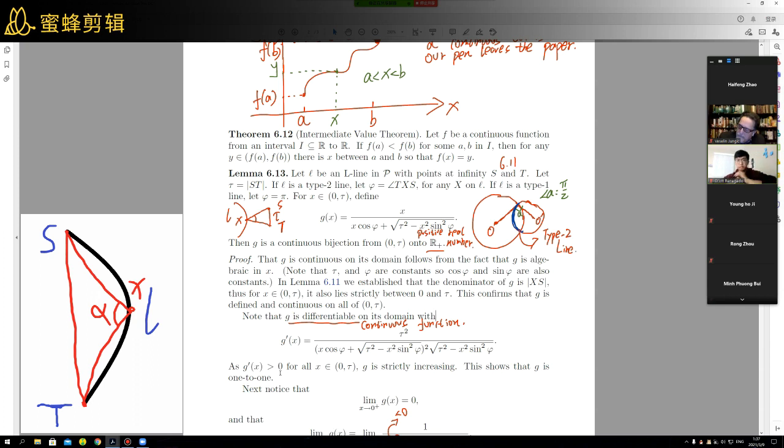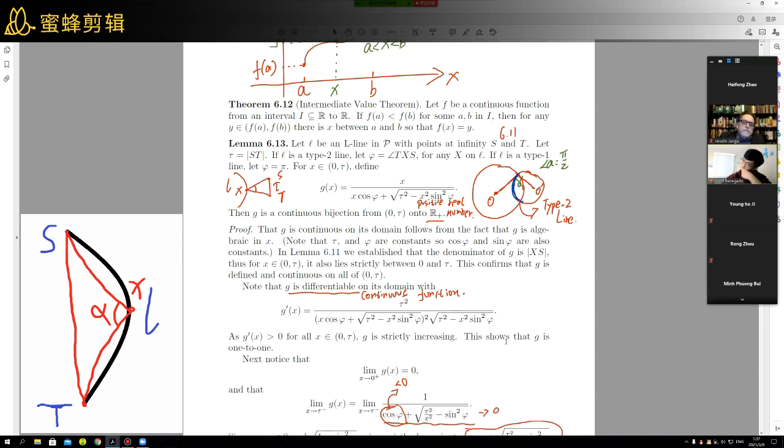g'(x) is bigger than 0 for all x between 0 and τ, so g is strictly increasing because this is bigger than 0. And from Calculus 1, I remember the theorem that we can see this is increasing. And this shows that g is 1-to-1.